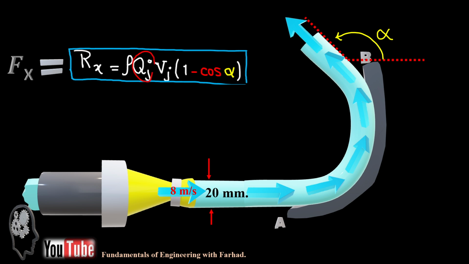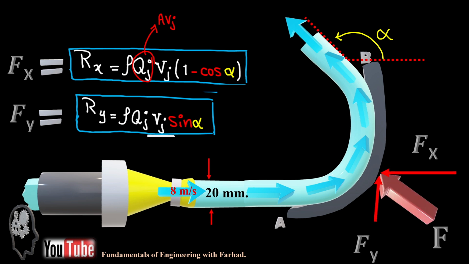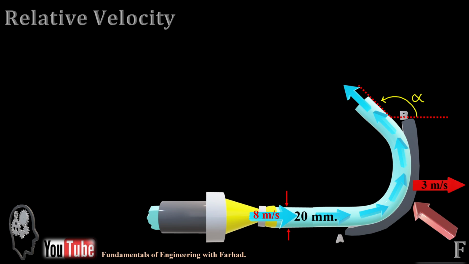Then the reaction from the blade to the stream is exactly the same as the reaction, but in the opposite direction, as you can see down here in the figure. If you replace Qj, discharge, by area times velocity Vj, also be careful to use the relative velocity, because both the blade and the water have speed in the same direction. So definitely the relative velocity, my bad, you have to subtract that. That's 8 minus 3, that's 5 meter per second.